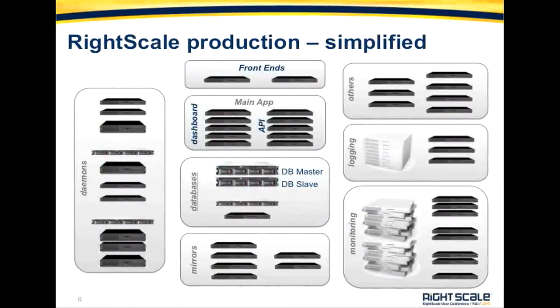So, just a very simplified view of what RightScale is. At the front, we have some front ends, as many applications do. Behind that, we have the main app that consists of 2 pieces, the dashboard and the API servers. And behind that, we have a number of databases, master slave and other read databases and so on. And in addition, we have a collection of a lot of daemons. It's something like maybe 20 daemons.